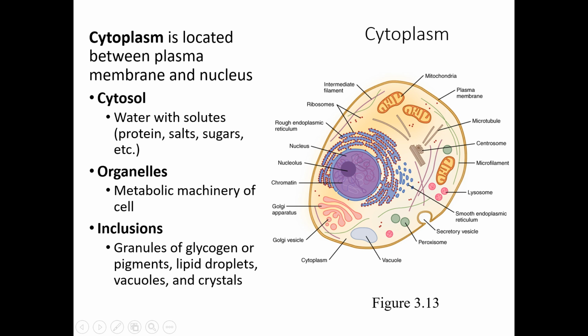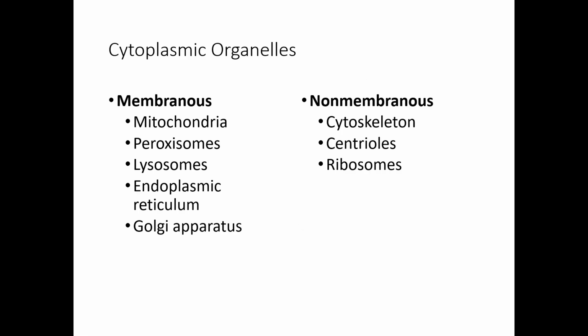And a cell also very often has inclusions. So if cytosol and organelles are a must for every cell, inclusions can vary. Some cells have granules of glycogen, pigments, some lipid droplets, some crystals, different structures, so those can vary. They can be present or not.